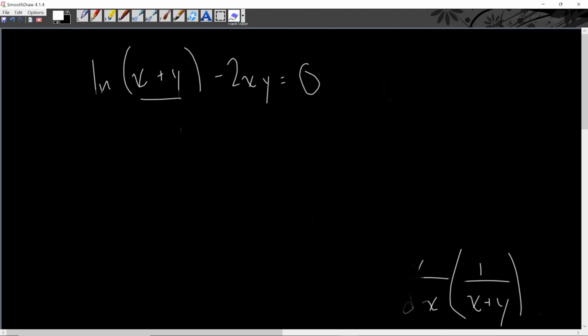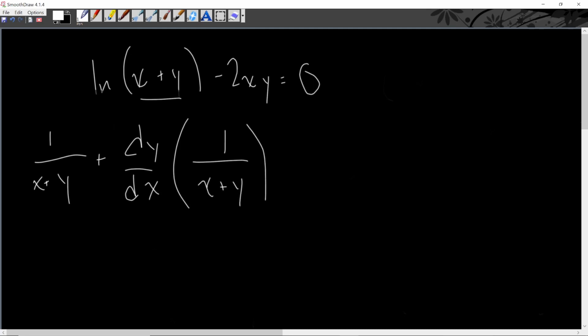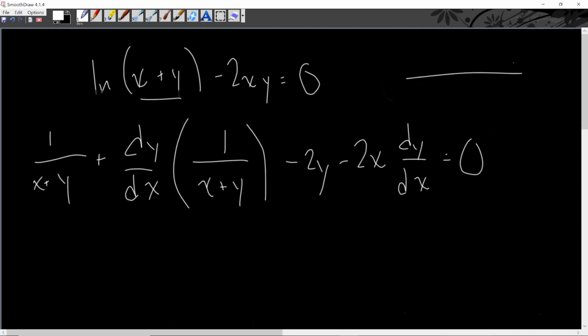So let's put down our ideas. We have 1 over x plus y, plus dy/dx, which we factored out of the numerator, times 1 over x plus y, minus 2y minus 2x dy/dx, which again we just distributed the -2 for. That's going to be equal to 0. And then from here, because the derivative of 0 is going to be 0, again, if this was y equals 0, you pick any point, the slope of a tangent line is still going to be 0.